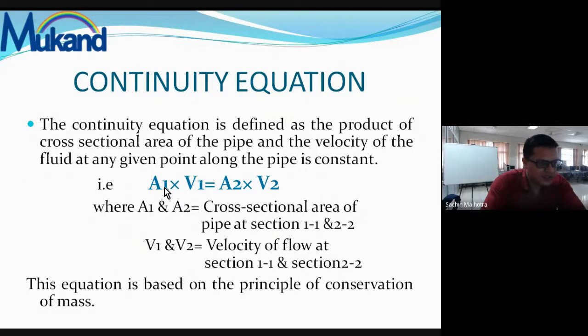So mathematically we can write, what is discharge? A into V. At inlet the discharge is A1 into V1. At outlet the discharge is A2 into V2. So we can write A1 V1 is equal to A2 V2 because inflow is equal to outflow. The product of area and velocity at any given point along a pipe is constant. Here A1 is the cross-sectional area of pipe at section 1, A2 is the cross-sectional area of pipe at section 2. Similarly, V1 is velocity of flow at section 1 and V2 is velocity of flow at section 2. And the continuity equation is based on the principle of conservation of mass.